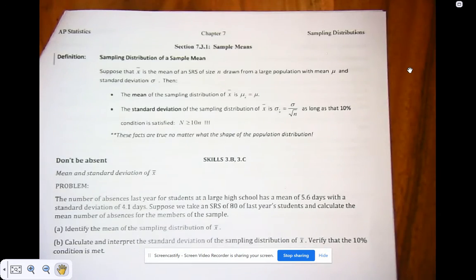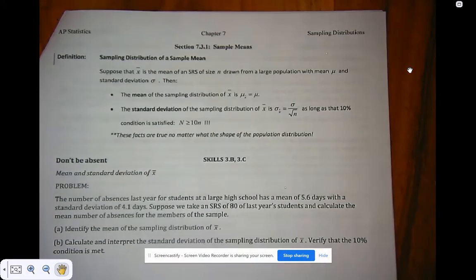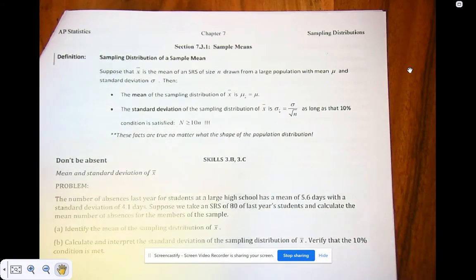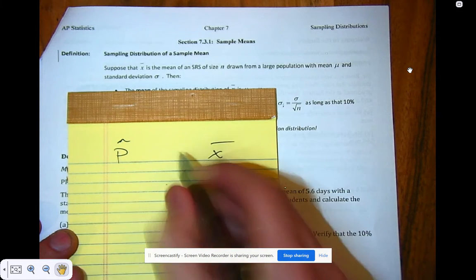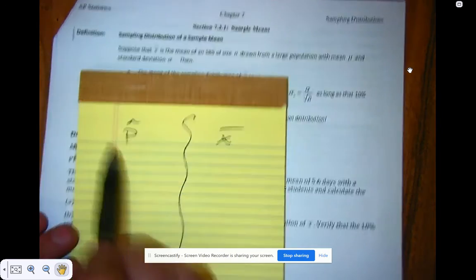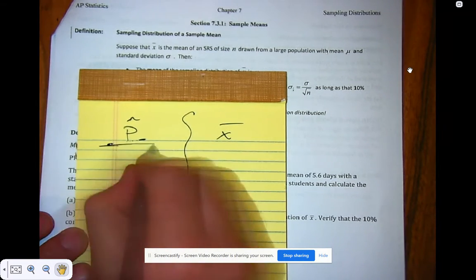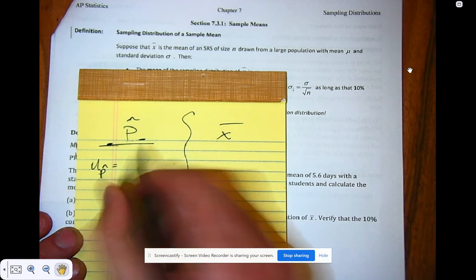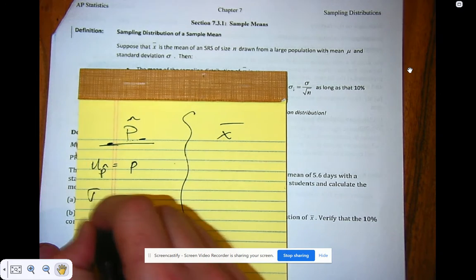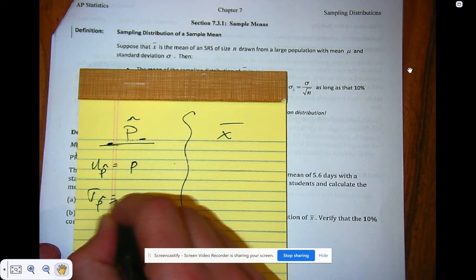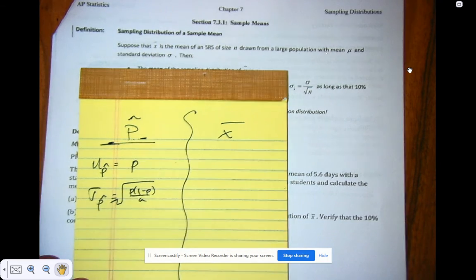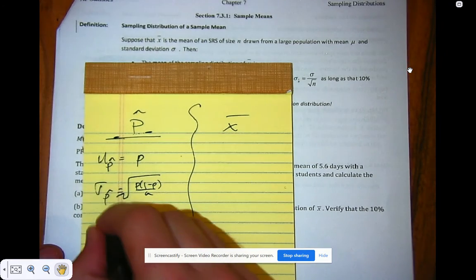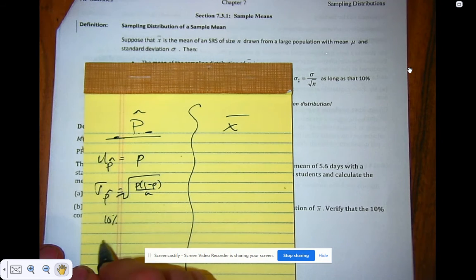Okay, so we just did P land. There's P land and then there's mean land, and for the rest of this class, we're either going to be talking about proportions or sample means. We just learned everything we needed to about a proportion. The mean of p hat is just p, and the standard deviation of p hat is the square root of p times 1 minus p over n. Then we talked about the 10% and then normality.